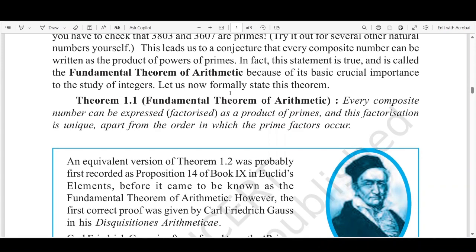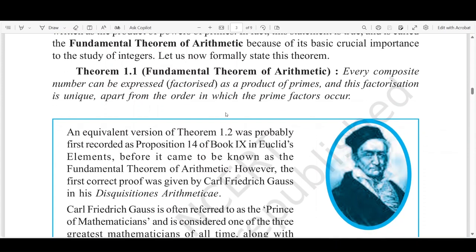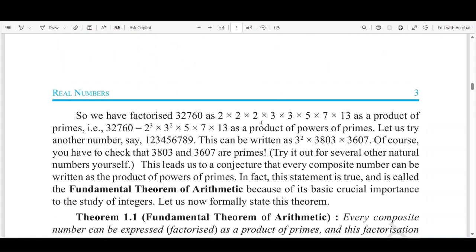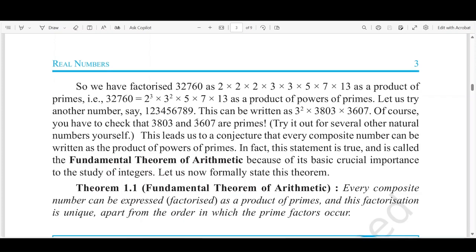So now let's discuss the idea of the fundamental theorem of arithmetic. This theorem states that every composite number can be expressed or factorized as a product of primes, and this factorization is unique apart from the order in which the prime factors occur. So what they have stated is what we have discussed here. If you take any composite number, or in general any natural number, we can express it as the product of prime numbers, irrespective of their order.